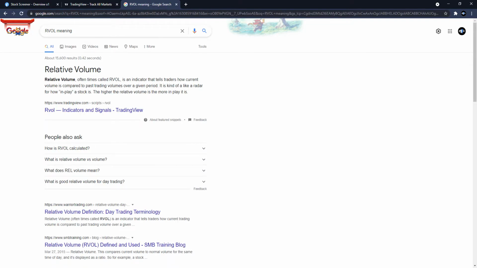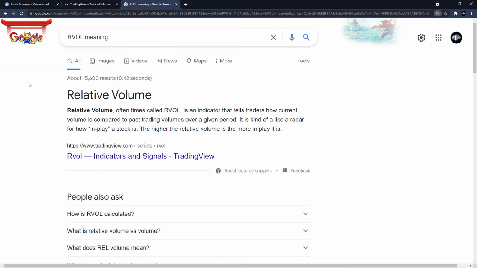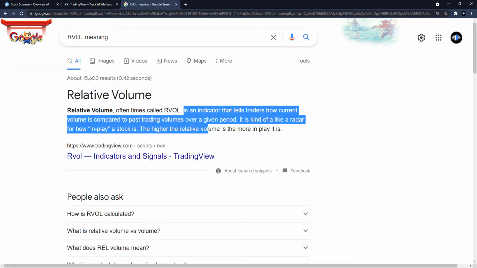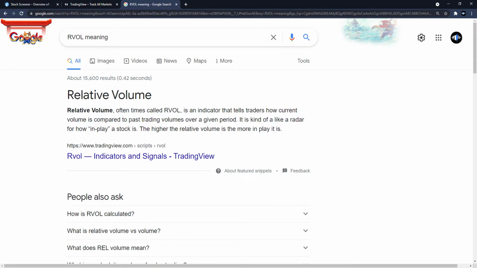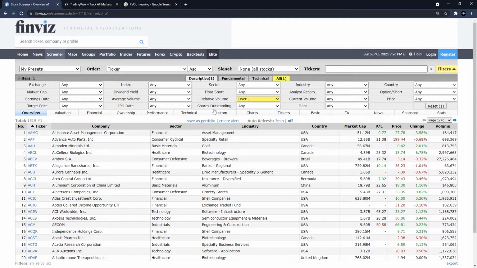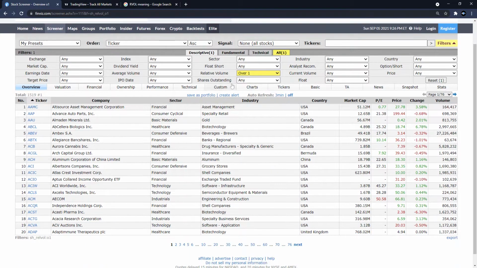R vol, meaning relative volume. Relative volume, often called R vol, is an indicator that tells traders how the current volume compares to the past trading volumes over a given period. Let me just make it big. Okay, I hope that you can see that right now. It's kind of a gauge of how in play a stock is. The higher the relative volume is, the more in play it is. So basically, that means that we want the stock to be more in play.